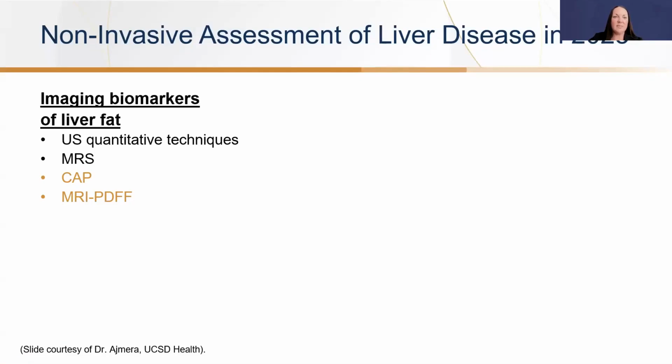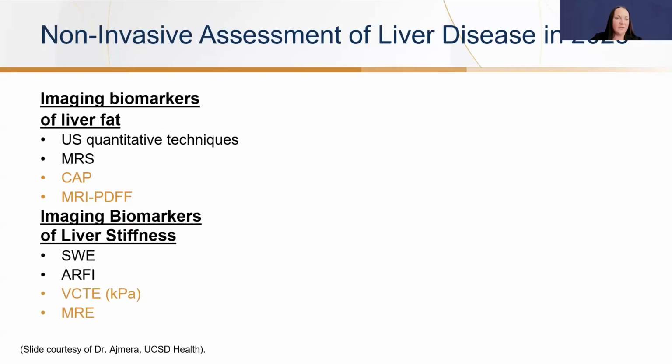Let's start out with some imaging biomarkers here. First of all, you have ultrasound quantitative techniques, and this includes ultrasound elastography to look for liver fat. You also have 2 MRI options. You have the MRS, which is the magnetic resonance spectroscopy, as well as MRI-PDFF, which is MRI using a proton density fat fraction. And then you have your CAP, which is controlled attenuation parameter, which is FibroScan. All of these techniques look for fat in the liver.